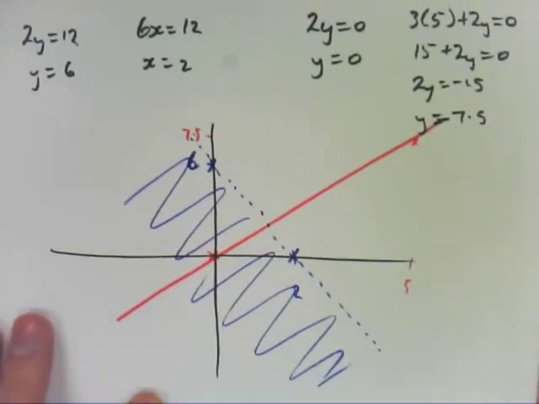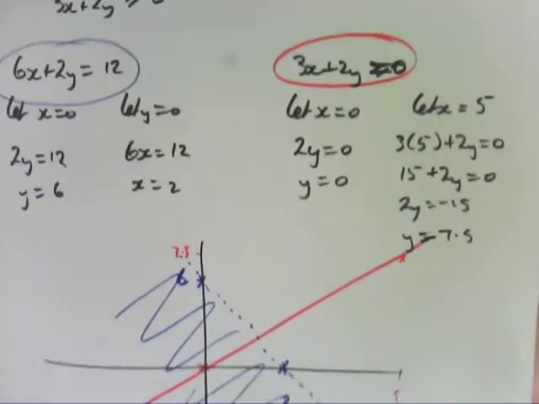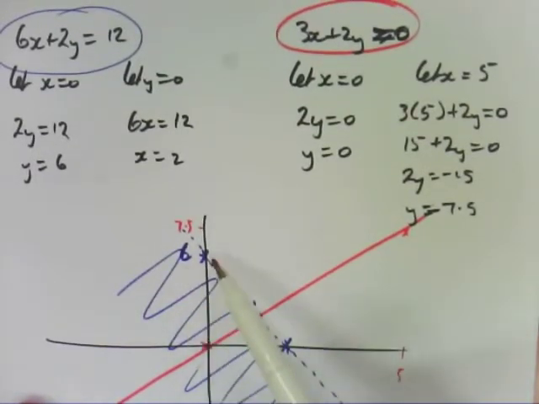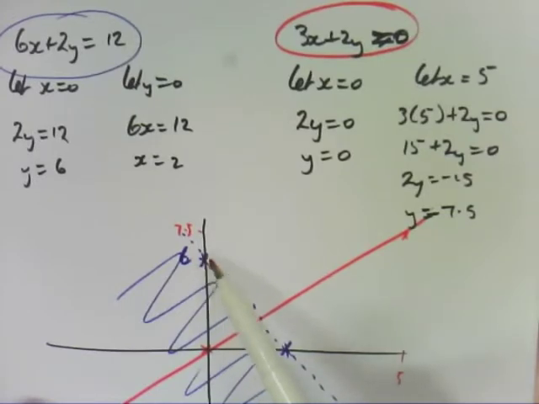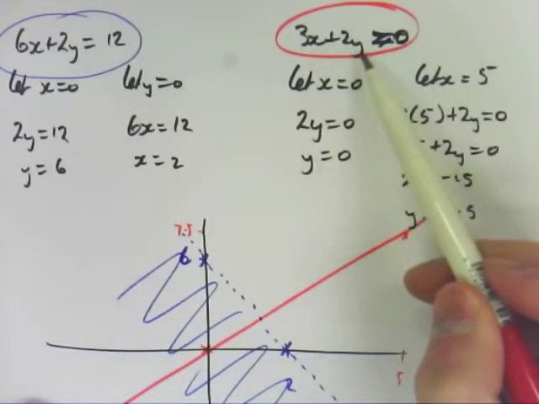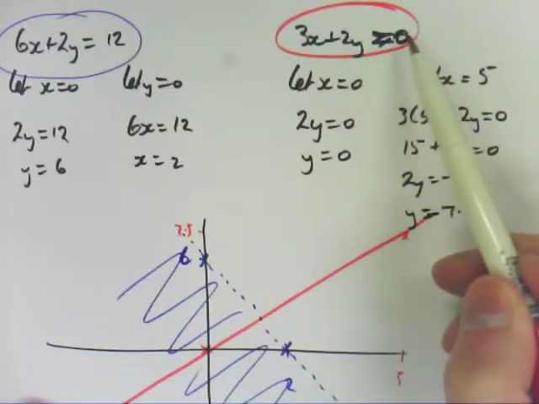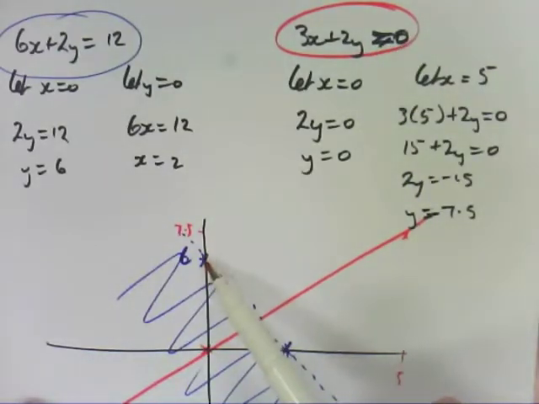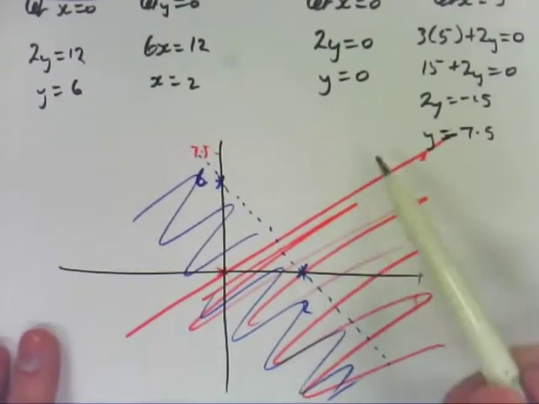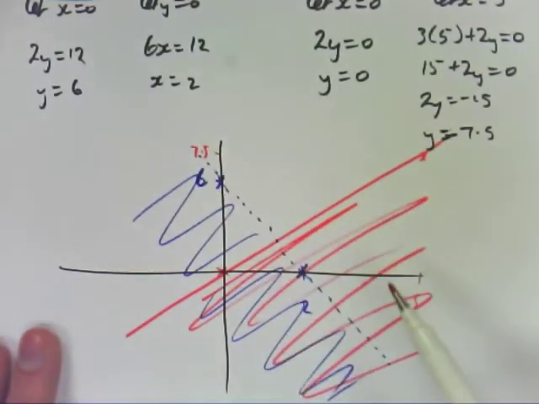For the red one, I can't use 0, 0 as a test point because it's actually on the line. So let's choose 0, 6. So 3 times 0 plus 2 times 6, is that greater than 0? Yes, it is. So I shade away from that point. So you can see that the unshaded region here is the feasible region.